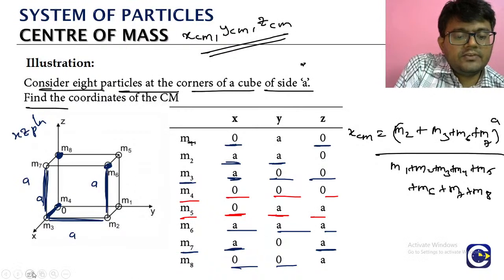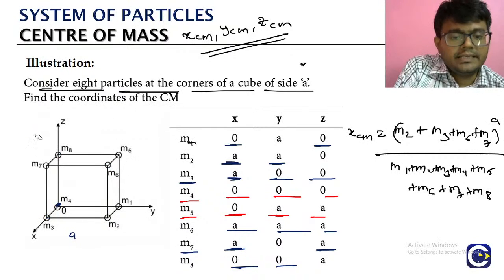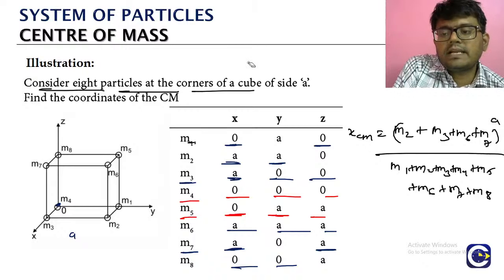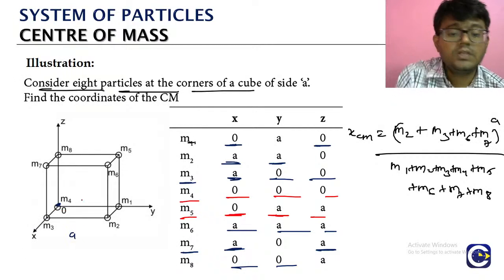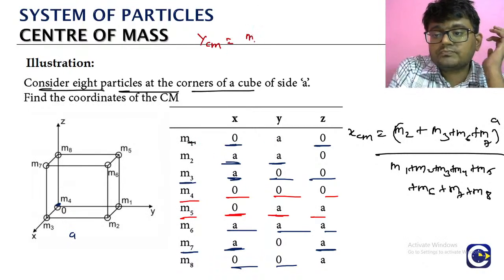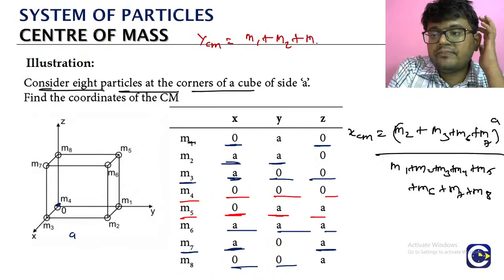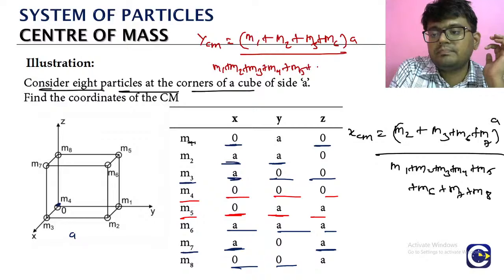Similarly, we can write the y coordinate. Similarly, we can write the z coordinate, because the thing is what? Getting the table is the thing. Once you are able to get the table, using the table we can write down. So can we write down the y coordinate here? M1 plus M2 plus M5 plus M6 into A divided by M1 plus M2 plus M3 plus M4 plus M5 plus M6 plus M7 plus M8.